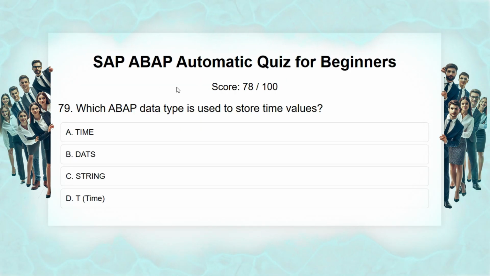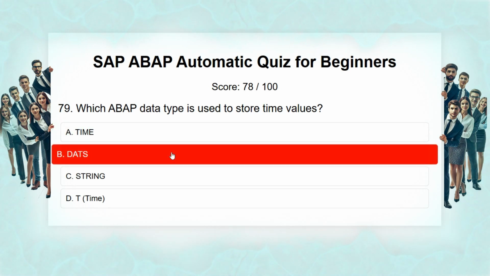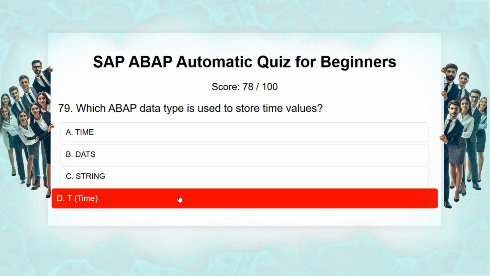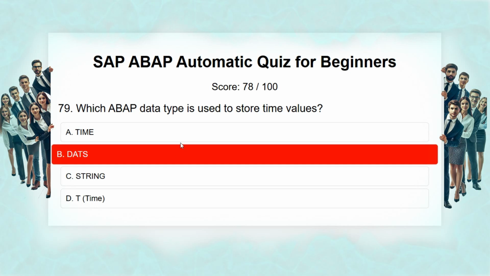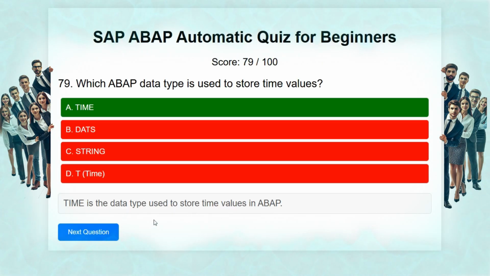79. Which ABAP data type is used to store time values? A. Time. B. Dats. C. String. D. T. Time. Correct answer. Time is the data type used to store time values in ABAP.